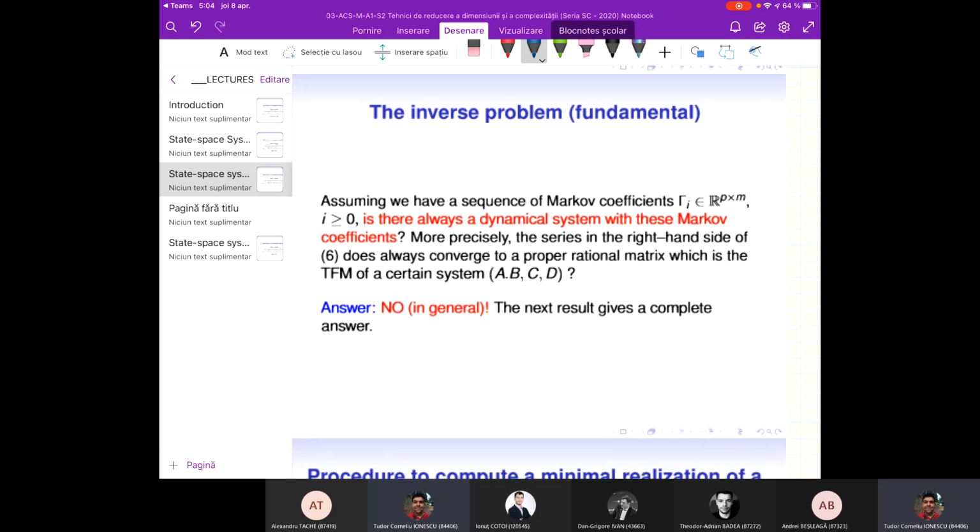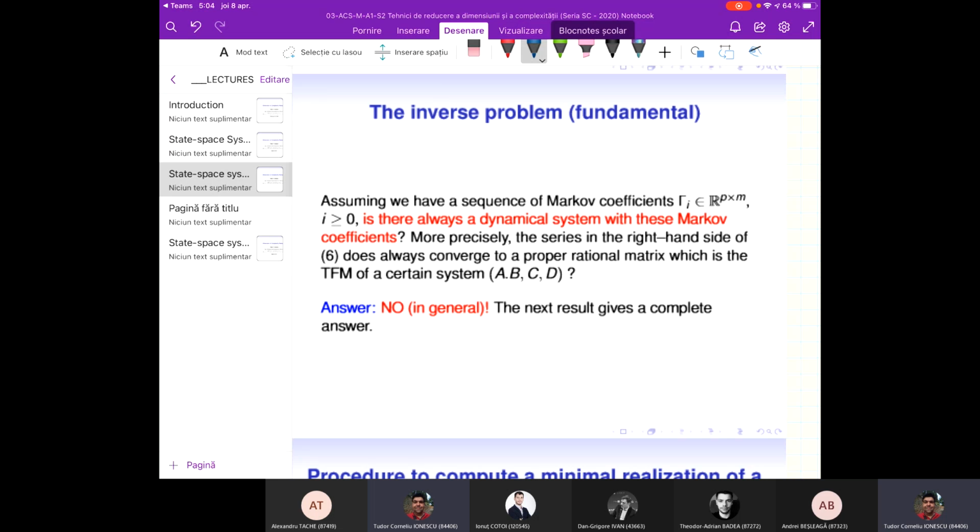Now, we also have an inverse problem, which is quite fundamental. Assume that you have a sequence of Markov coefficients. So this is data-based, data-driven, as people call it today. You get data, a sequence of Markov coefficients computed from something or another, gamma I. The question is: is there always a dynamical system to match these Markov coefficients exactly? So we don't talk approximation at the moment. We talk about an exact system that has those Markov coefficients.